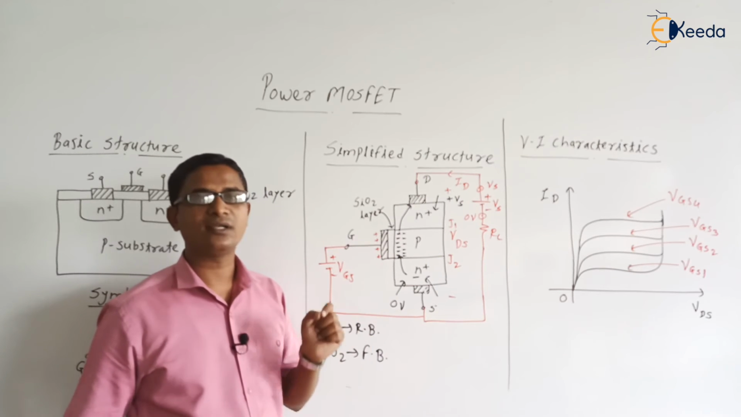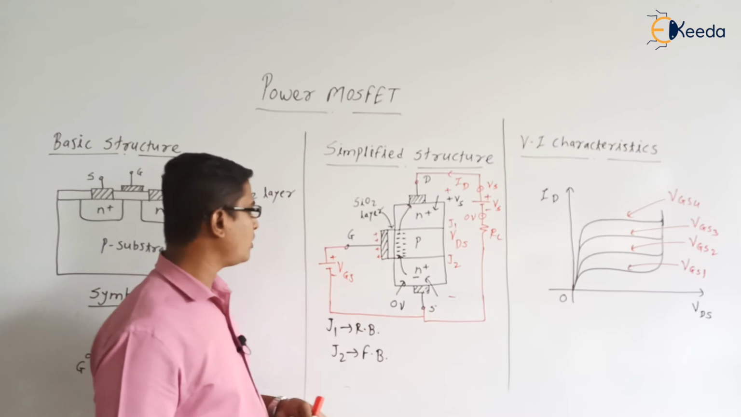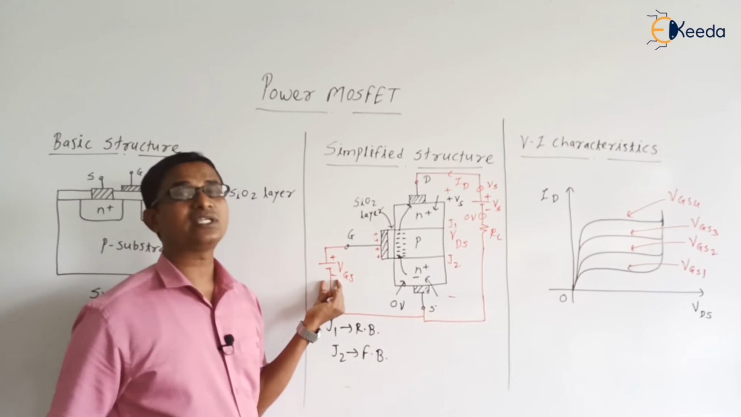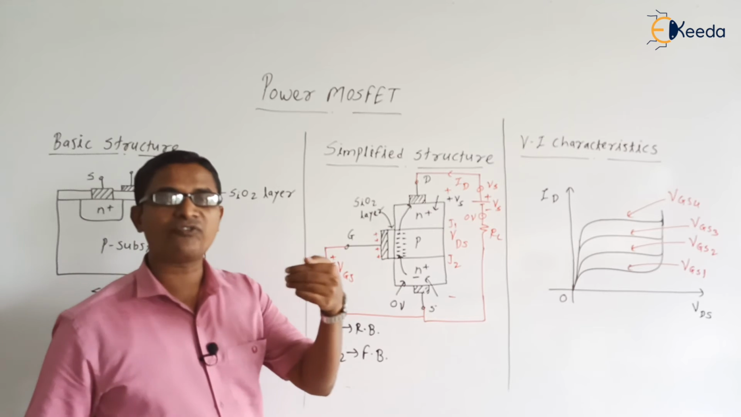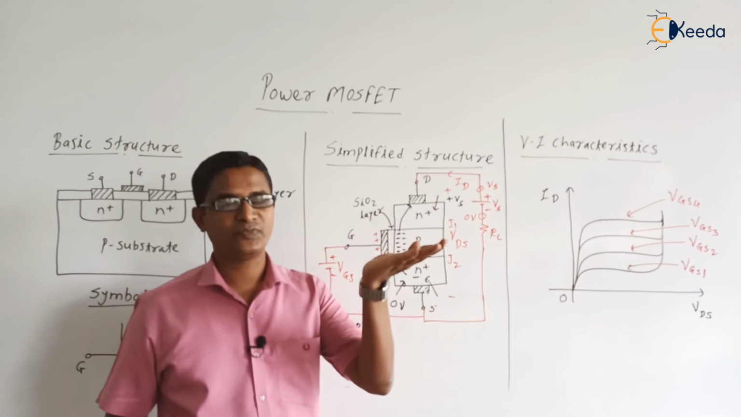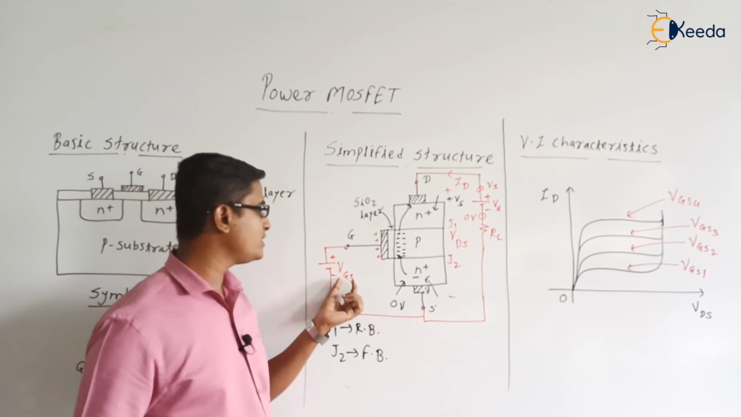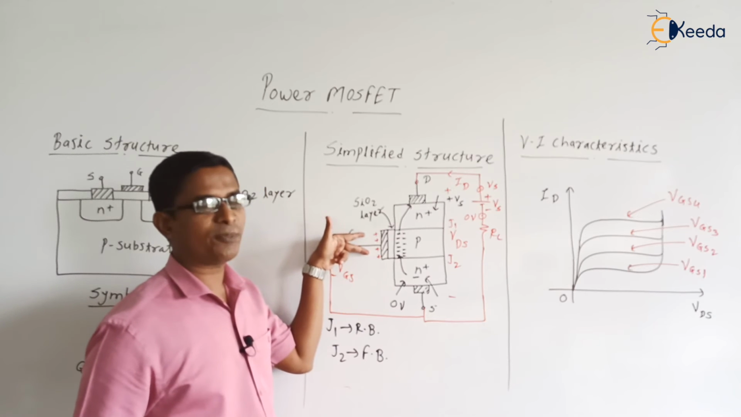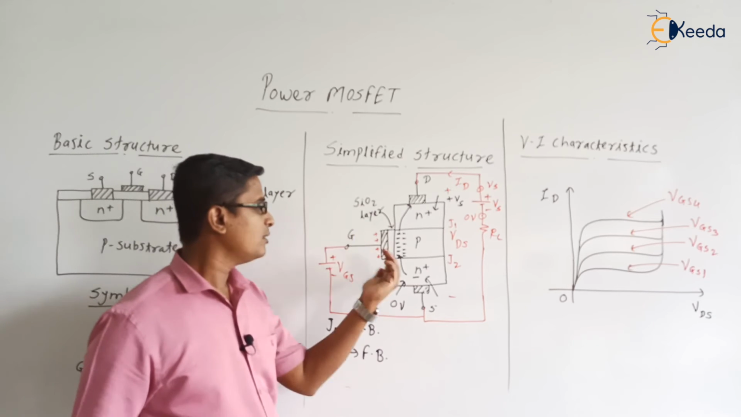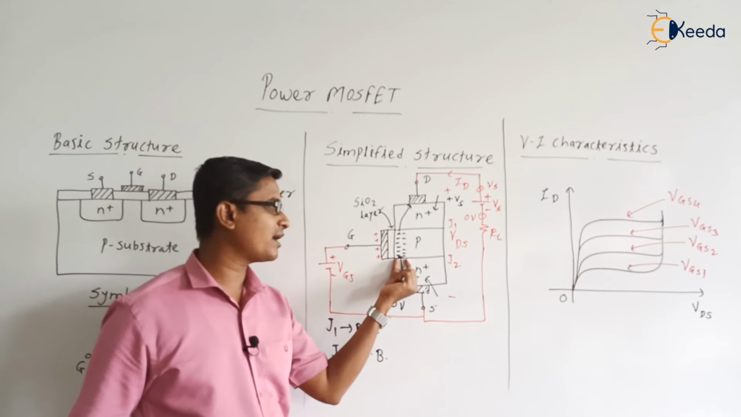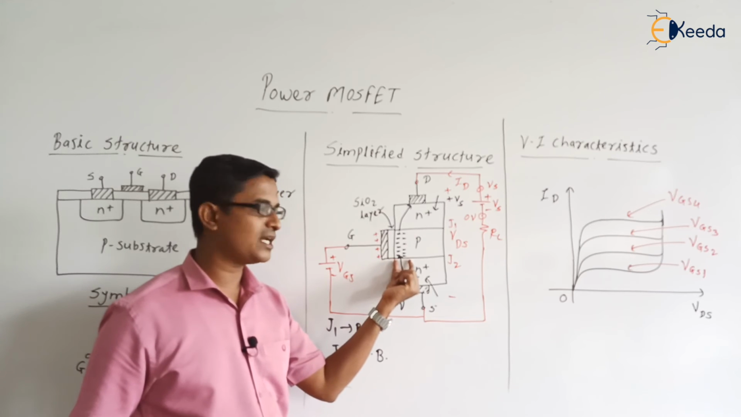Are you getting the point? Is this clear? So MOSFET is a voltage controlled device. The higher the value of VGS, the higher the ID. Higher the value of VGS, more positive charges will occupy space here. Due to that, more negative charges will get attracted here, and the width of the channel will be more.